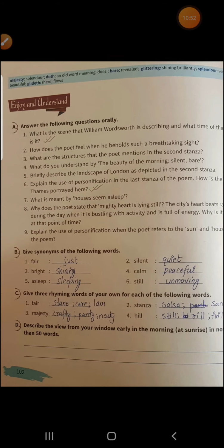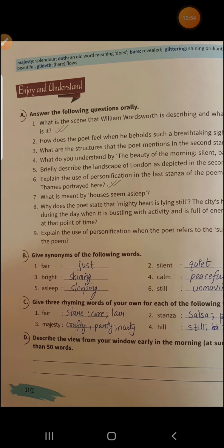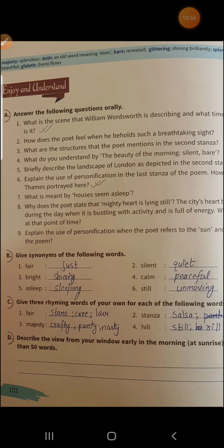And let's do this exercise B and C. What is there in exercise B? Give synonyms of the following words. Fair means just. Then second is silent. Silent means quiet. Third is bright. Bright means shining. Fourth is calm. Calm means peaceful. Fifth is asleep. Asleep means sleeping. Still is unmoving.